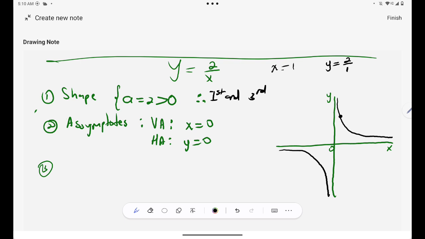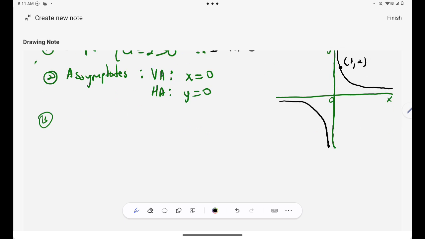So I know that when x is 1, y should be 2. Wherever I see x, I must put 1, so it's 2 over 1, which is equal to 2. So my extra point is (1, 2). Are we together? We do this so that you can find the equation of the graph from just looking at the graph. So this is how you draw your hyperbolic function.